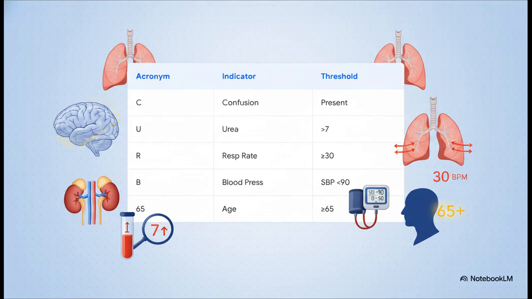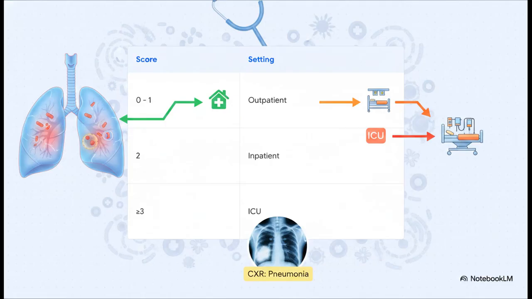And finally, 65. Is the patient 65 years old or older? It's simple. Each of these indicators gets exactly 1 point. So once you tally those points, the clinical pathway becomes crystal clear. A score of 0 or 1 means the threat level is low enough for outpatient care. They're safe to go home.